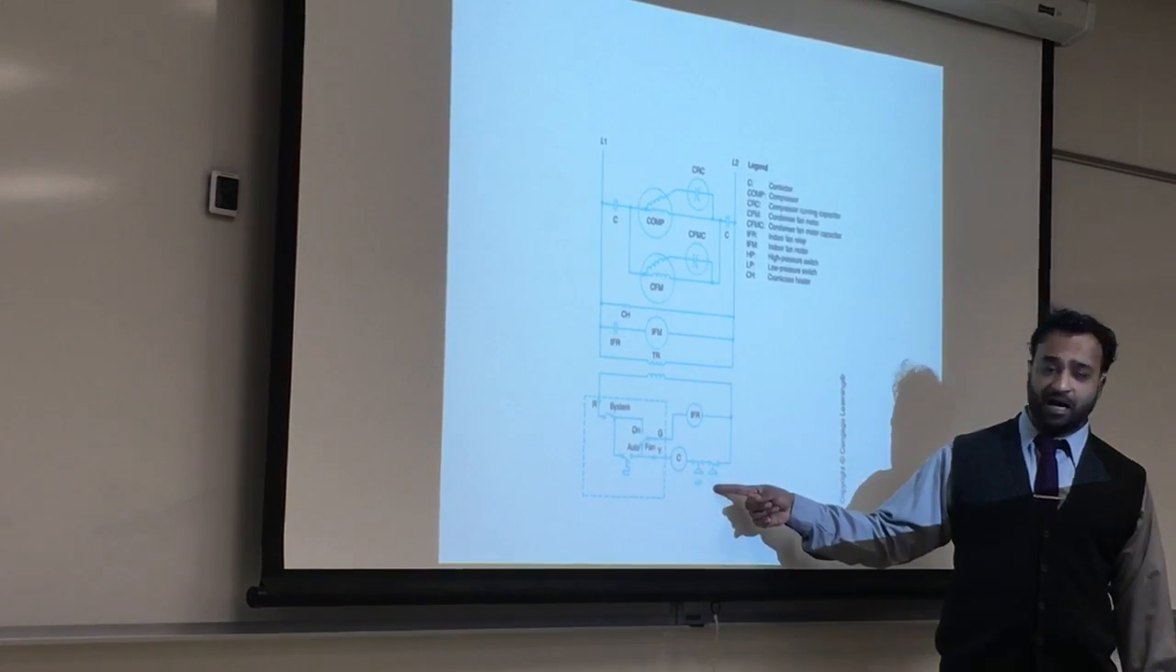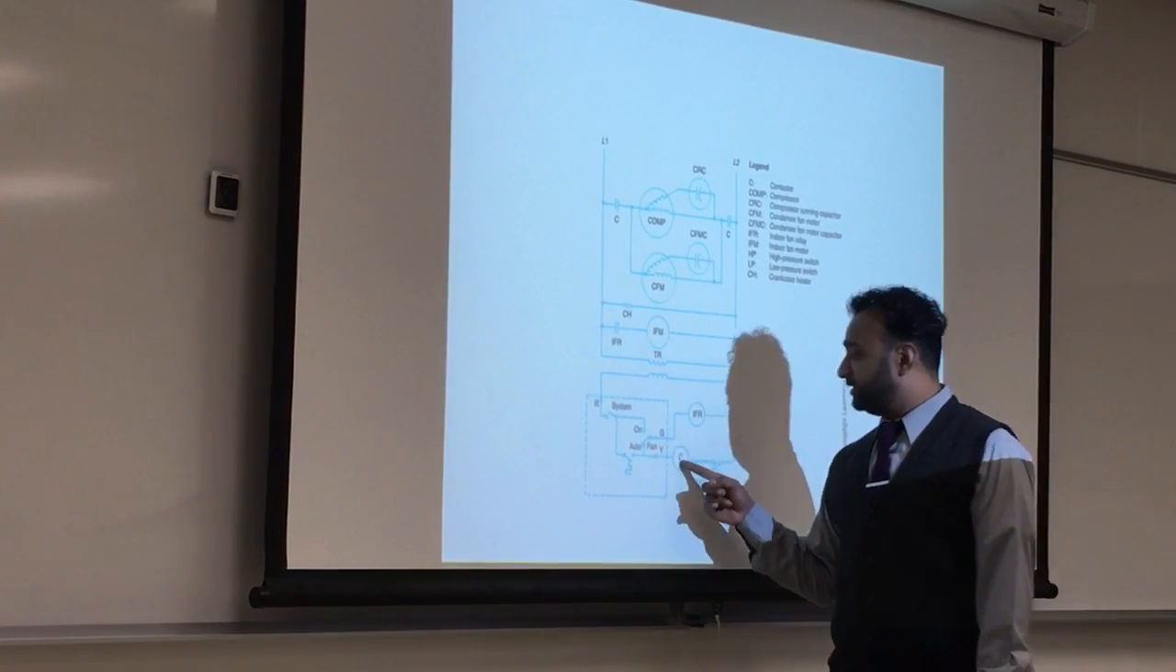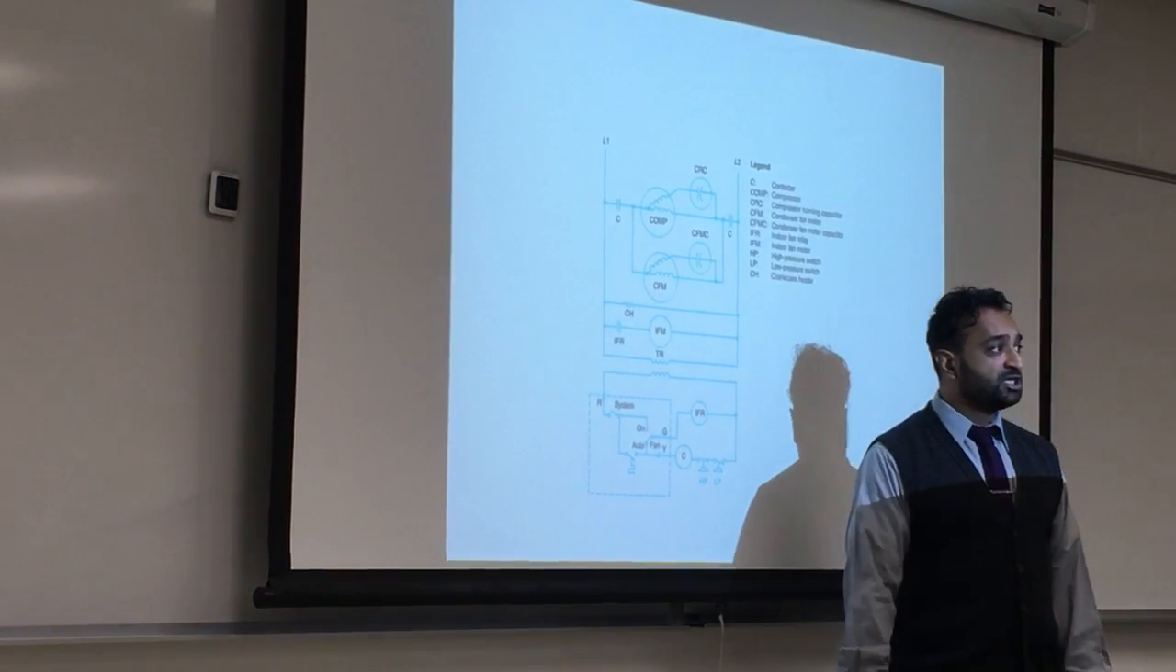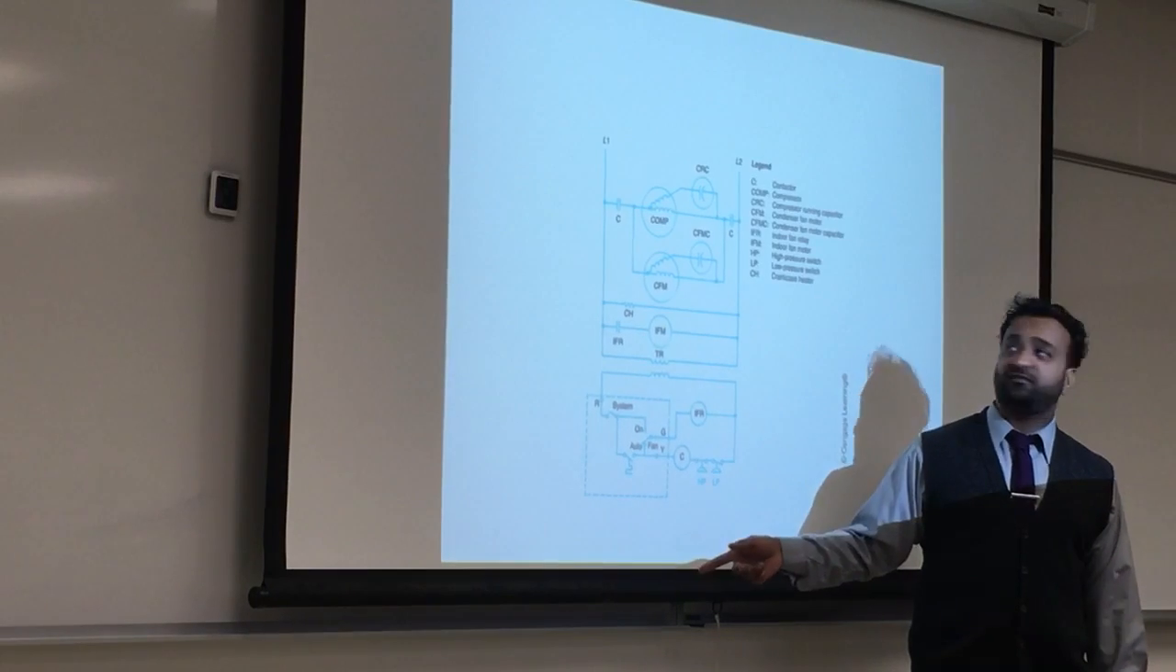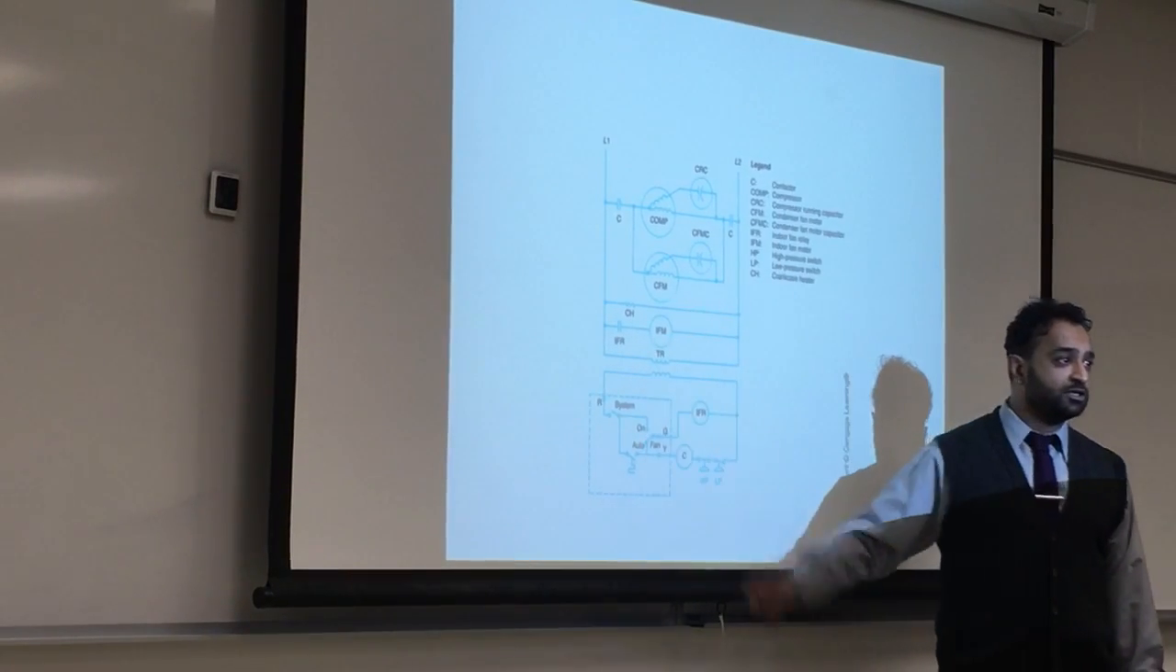High pressure, low pressure. These are safety switches, and they are connected in series with the circuit. If any of those open, the whole thing is deactivated, the compressor is out, the fan motor is out.